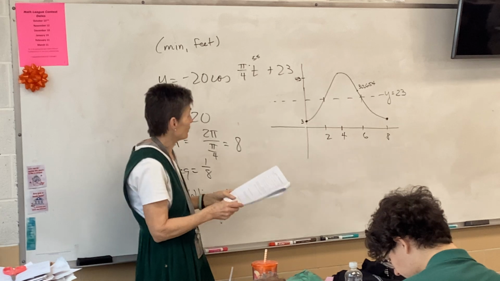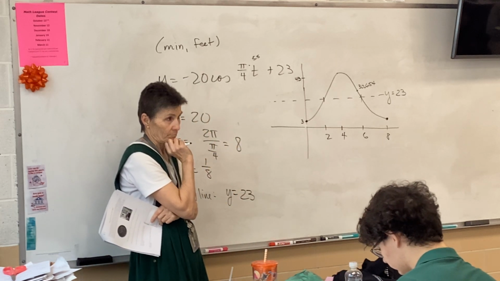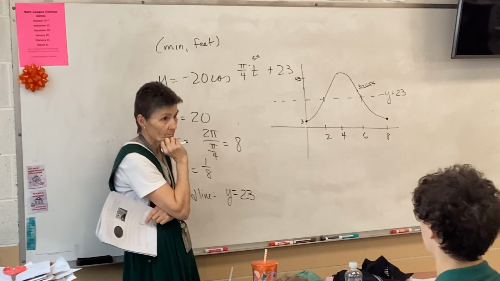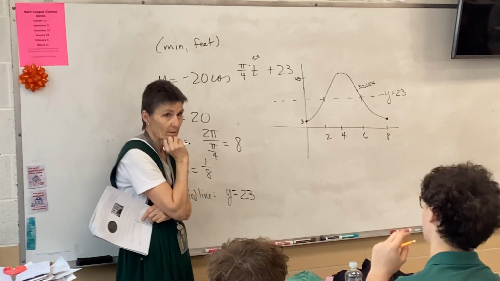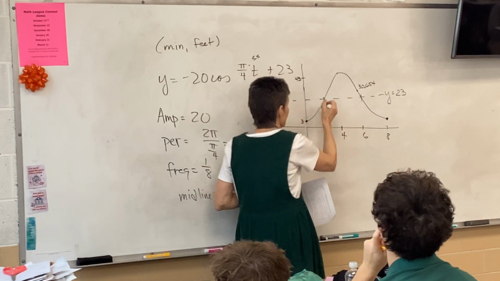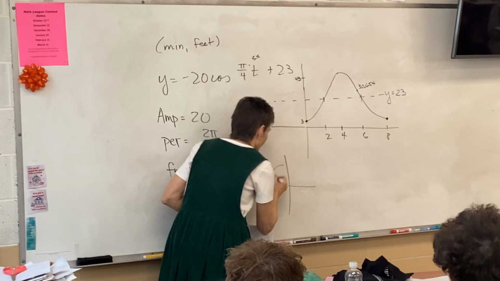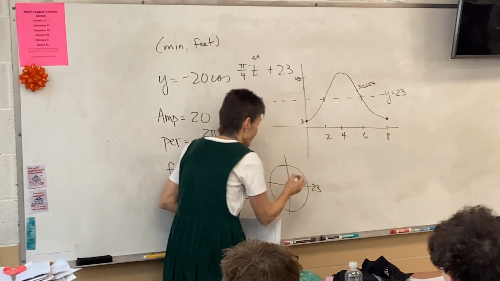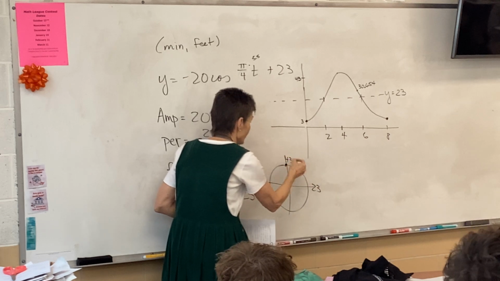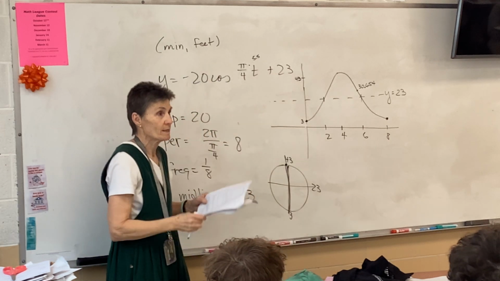What is the diameter of the Ferris wheel, and how do you know? What do you think? 40? Why do you think the diameter is 40? So, since the midline is at 23, if you think about the Ferris wheel, think about this being 23, going around the Ferris wheel. The highest up you're going is 43, the lowest you're going is 3. So isn't the diameter going to be 40? The radius is 20.